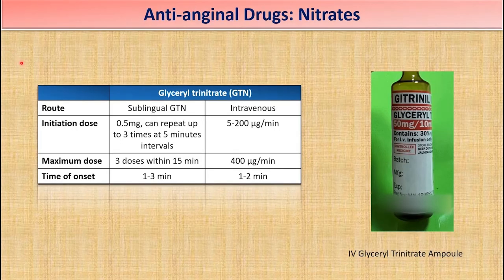Next, we'll be looking at the commonly used anti-anginal drugs. We'll start off with the nitrates first.